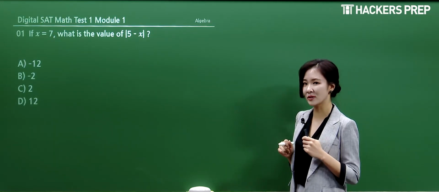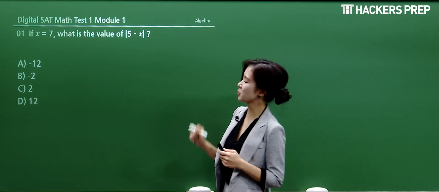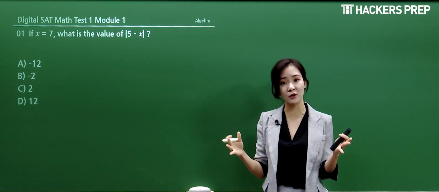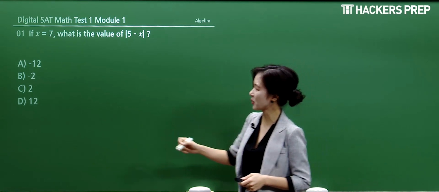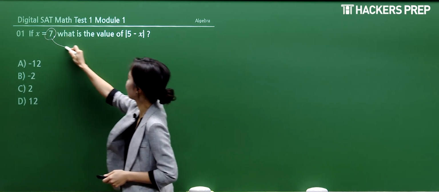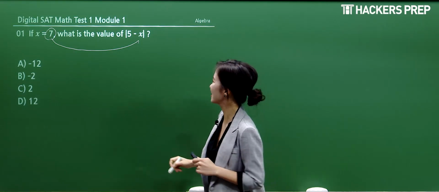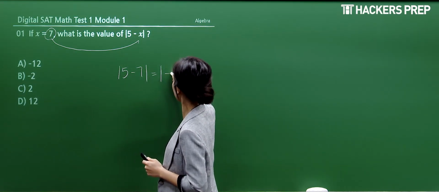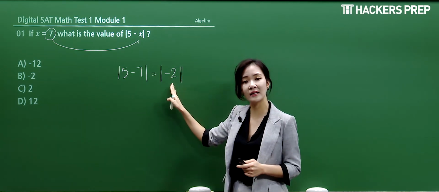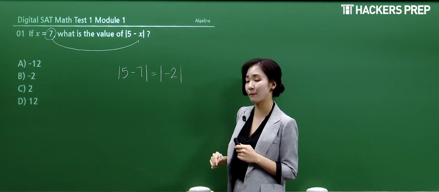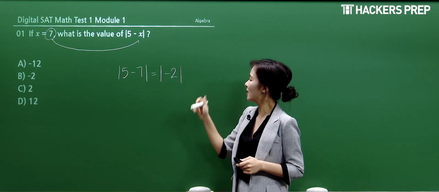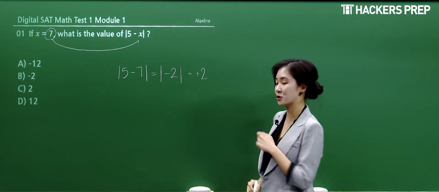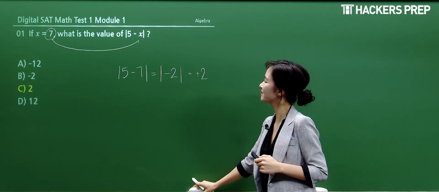This is going to be a simple substitution question. If x is going to be the value of 7, what is the value of this expression, absolute value 5 minus x? So let's go ahead and substitute the value of x here, and let's figure that out. Again, we've ended up with a negative 2 within the absolute value sign, and that just means I'll convert that to the positive equivalent, which is positive 2. And so the answer is going to be C.